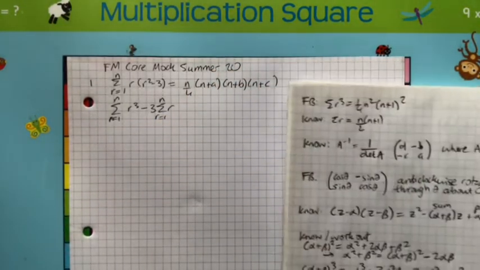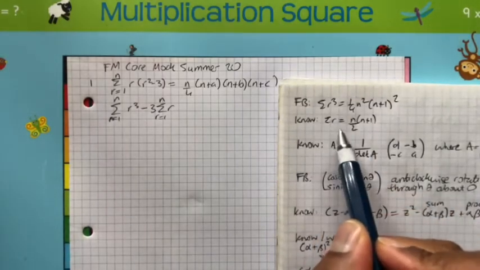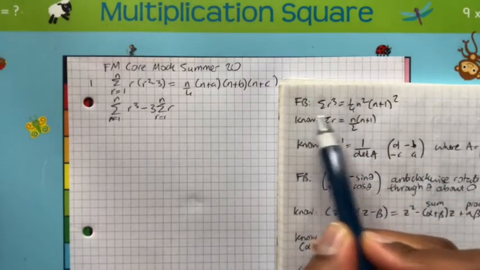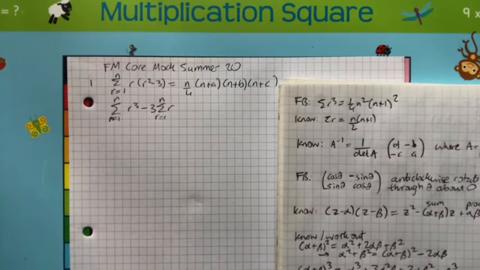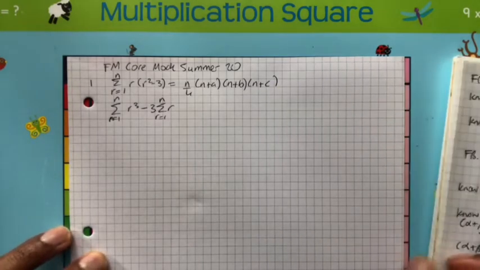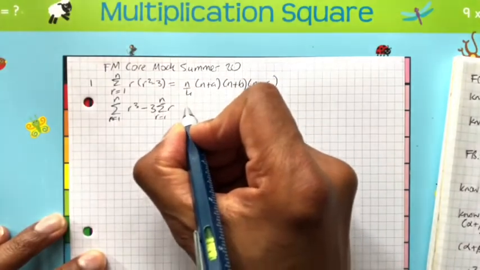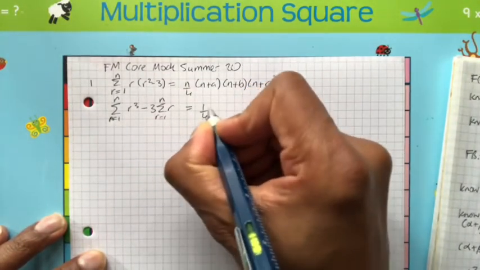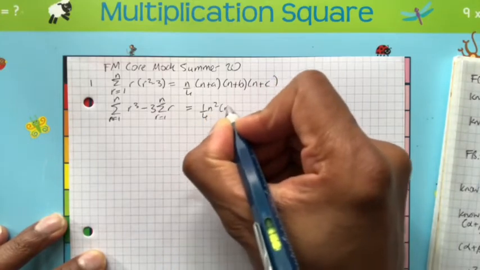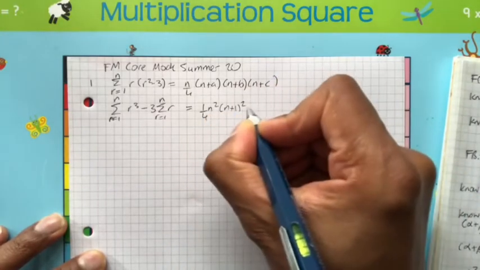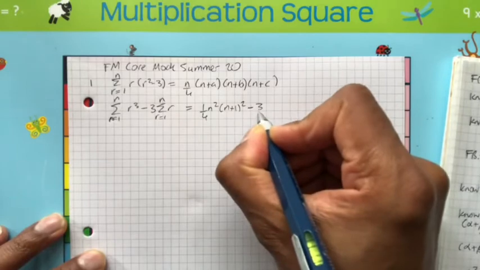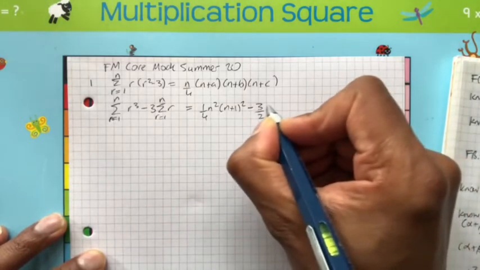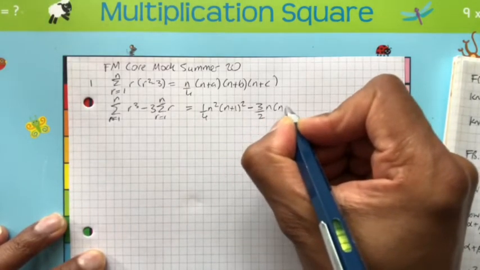So the formula we need to know is the sum of r, and the formula given in the formula booklet, which is the sum of r cubed. So we're going to put those in. So that will give us 1/4 n squared, n plus 1 squared, minus 3 over 2, lots of n brackets n plus 1.